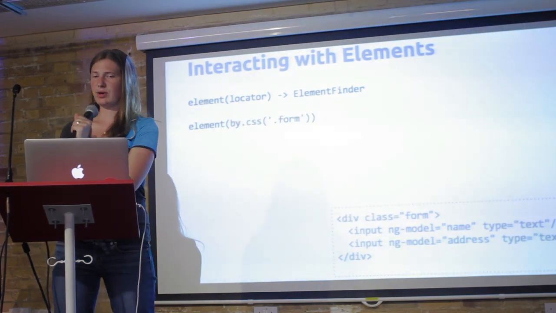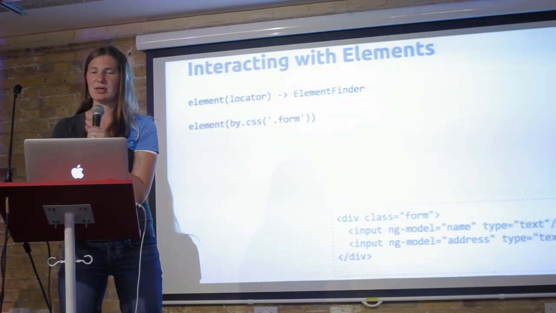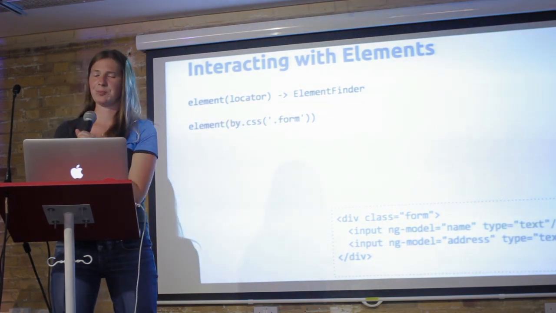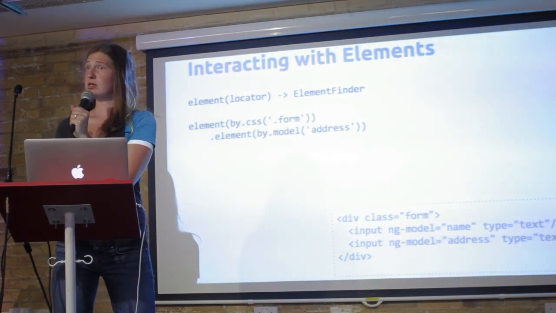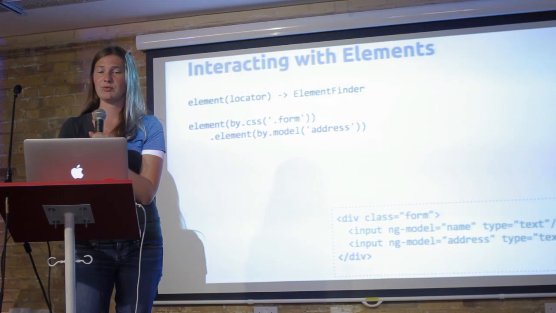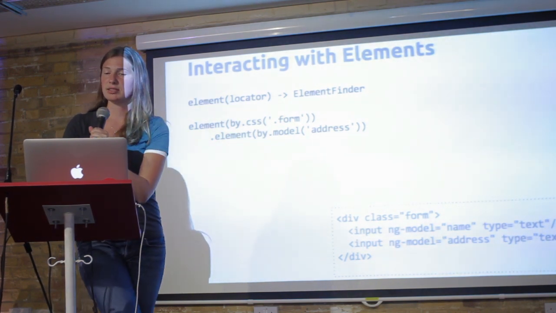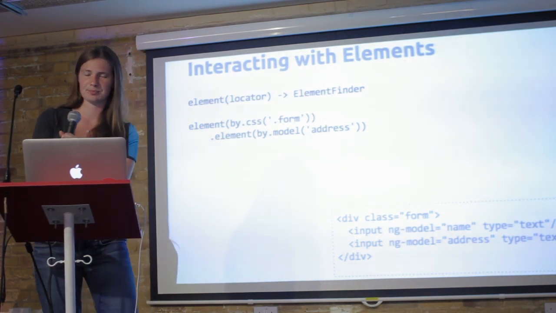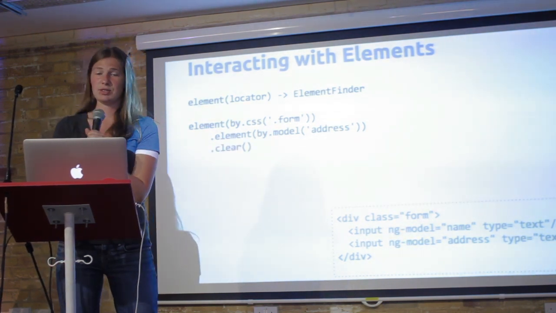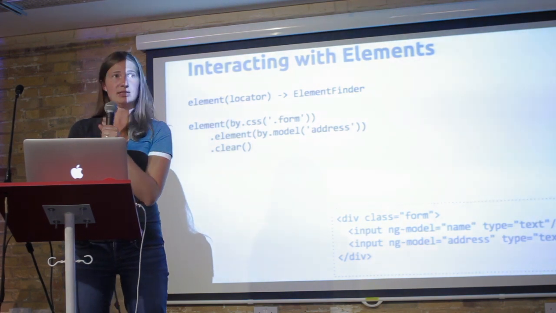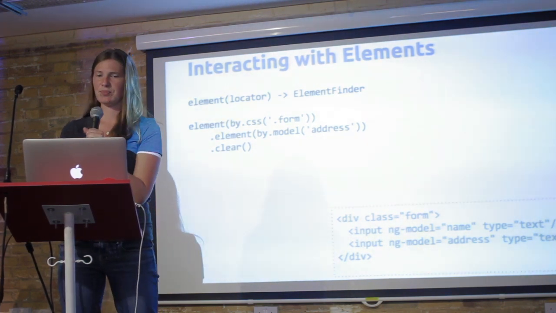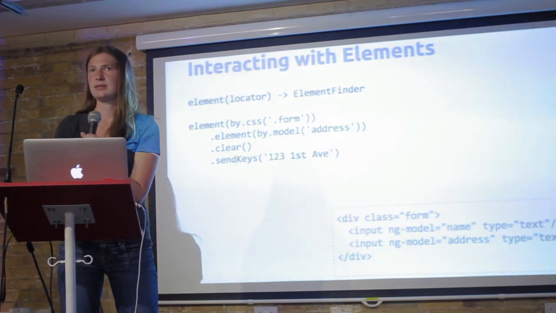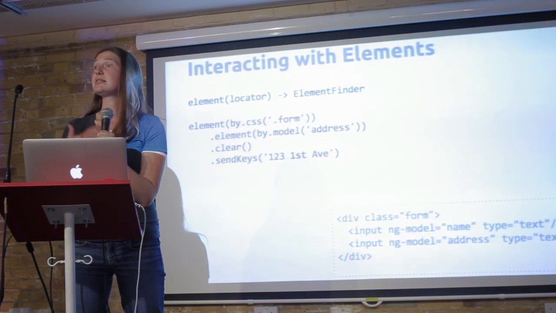So for example, if you have by CSS, grabbing something with class form, that will find this div from down below. You can chain element to find sub-elements. So if we add another call, trying to find something by model address, that'll find that second input line there. And then we can actually do things with it. So we can clear it out in case it's got any text already in it. And we can go ahead and send some keys to it. And these will be sent natively, like native events typed one at a time.